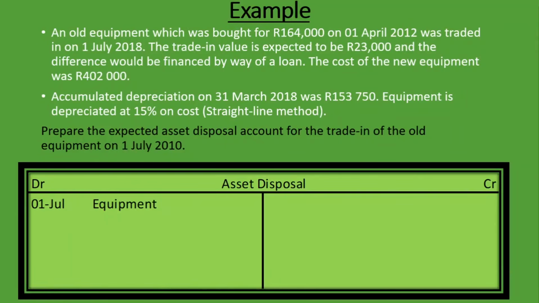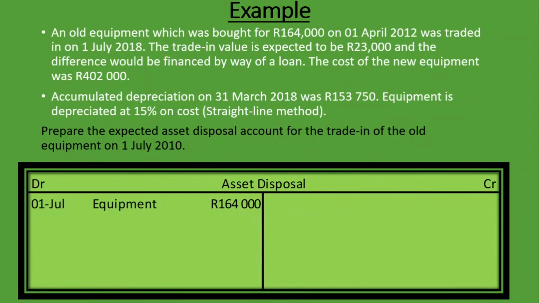So whenever you are doing the asset disposal, the first thing you do, you debit the asset that you are disposing. In this case, it's equipment, and the amount that you put there is the amount at which you bought that specific asset. And this equipment was bought at 164,000. So we put 164,000 Rand. So now that we've done that, what else do we need to do?